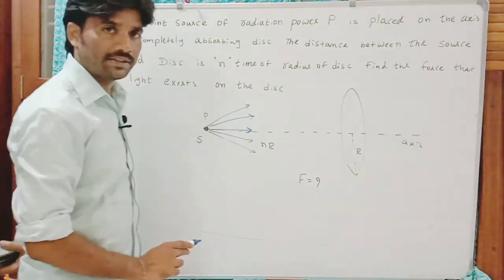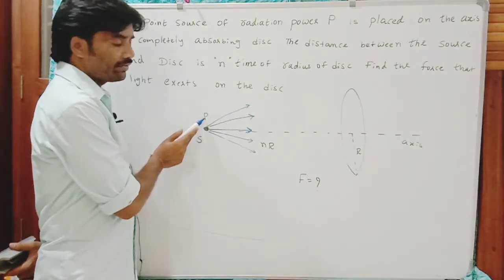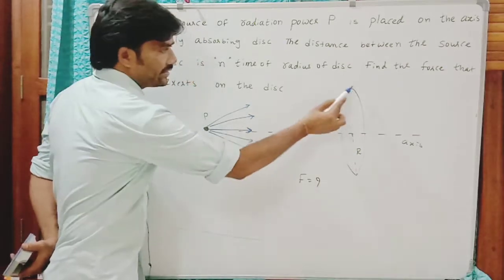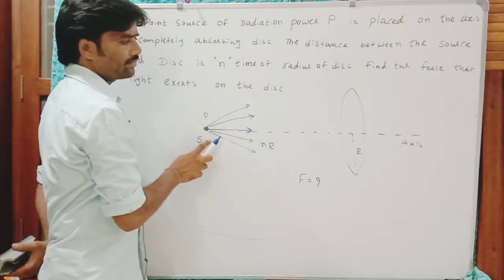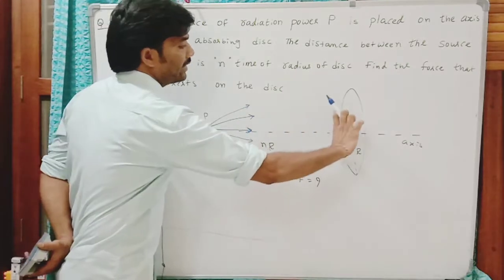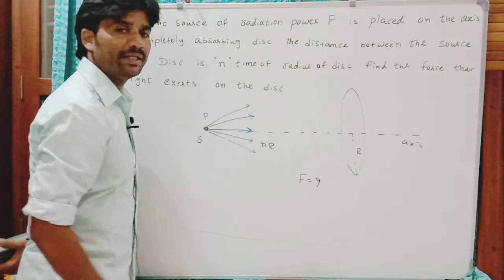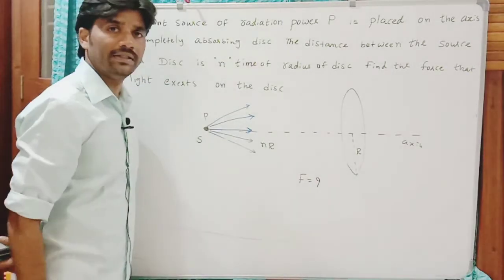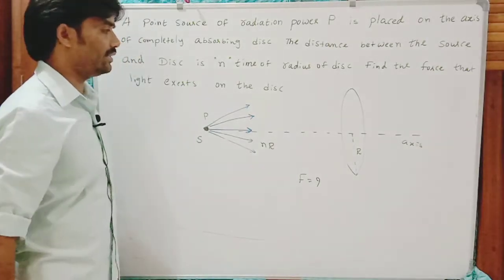So I repeat the question. There is a point source and its radiation power is P. It is placed on the axis of this disk at a distance nR from the center of the disk. R is the radius of the disk. Then what is the force exerted by this radiation on this disk? This disk is made of a completely absorbing material, meaning like black body material. Clear? Now let us see the solution.